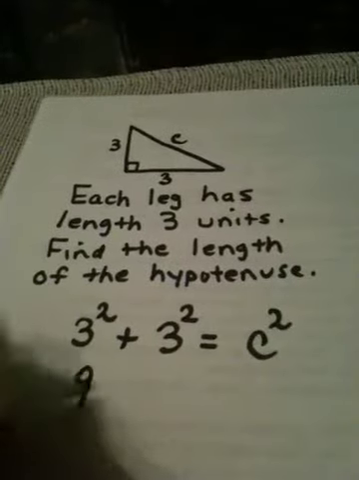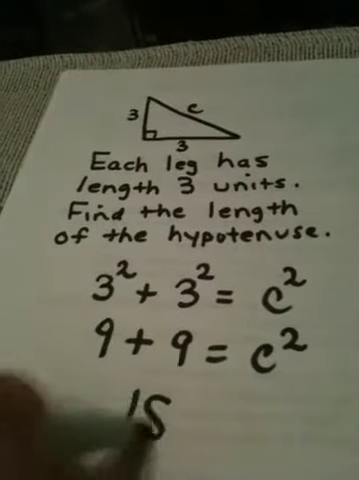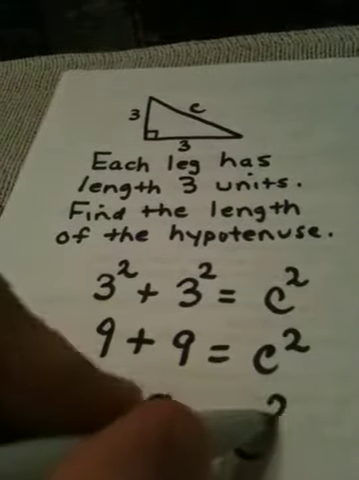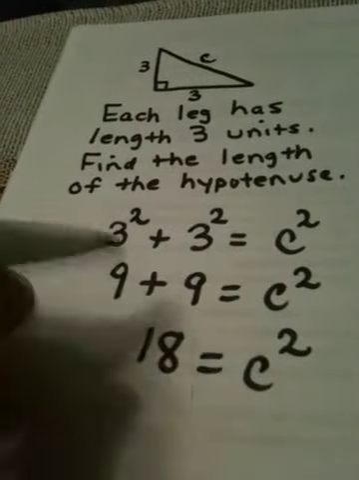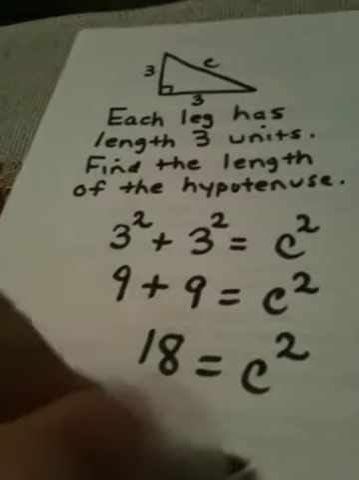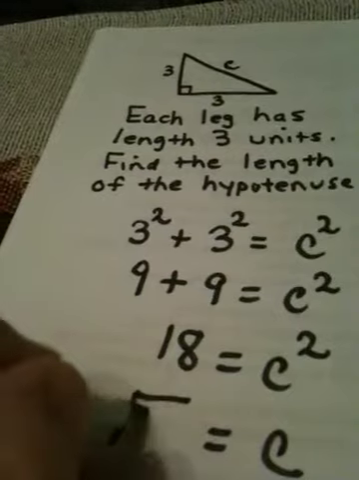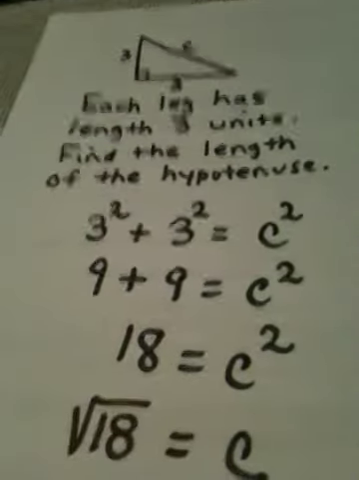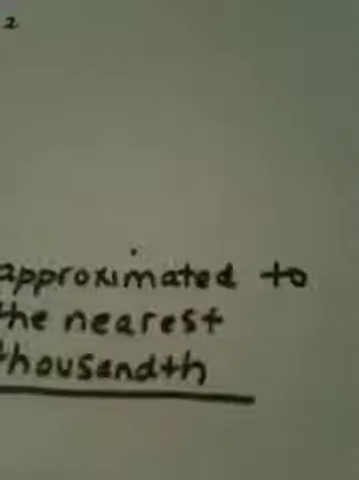So I have 9 plus 9 is c squared. 18 is c squared. We know the answer has to be positive because it's a length. So c, if we're undoing squaring, we're going to do it by square rooting. C is the square root of 18. Now you're asked to give an exact answer, and then you're asked to approximate it to the nearest thousandth.